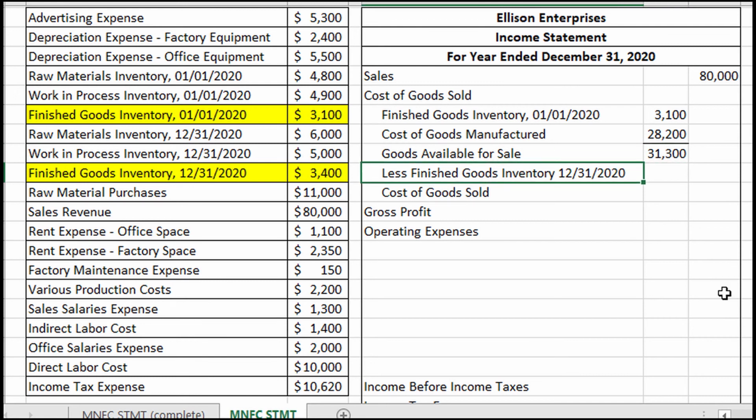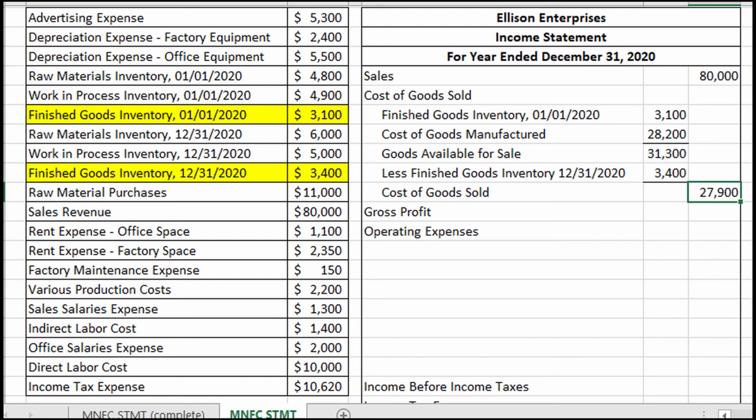Then we have to subtract the finished goods inventory from December, which ends up being $3,400. And when we subtract those numbers, we get the cost of goods sold to be $27,900.